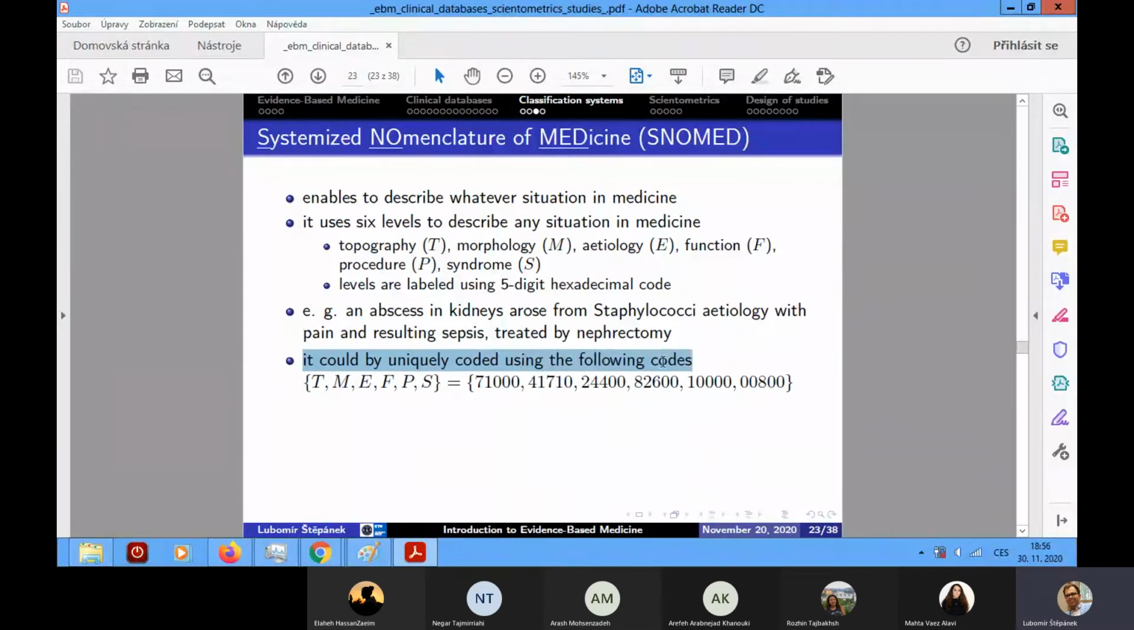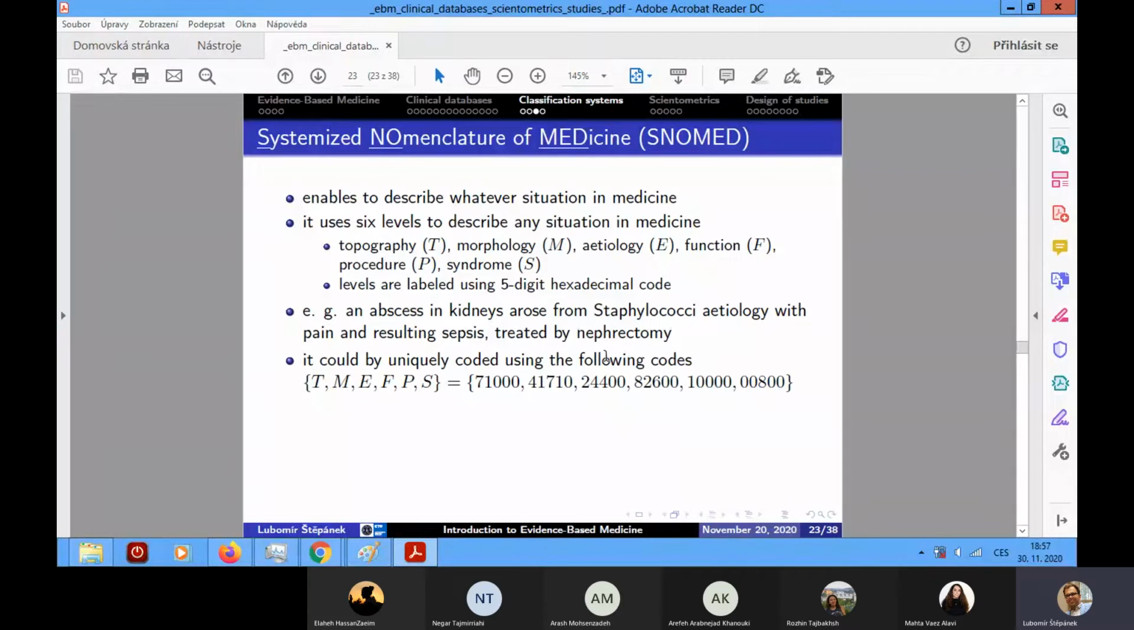So it could be uniquely coded using the following codes. If we pick the initials, like capital T, capital M, and so on to capital S, these are the codes by which the values are coded. The kidneys in topography are coded by 71000, and for example the morphology abscess is coded by 41710, and so on. So there are 6 dimensions like this, and by these codings you can describe almost any situation in medicine.